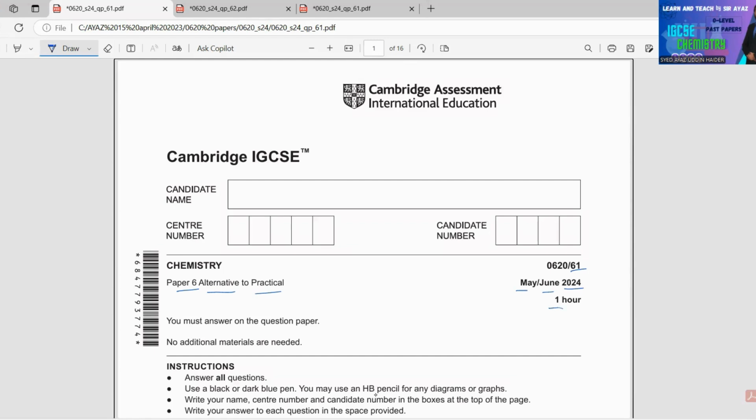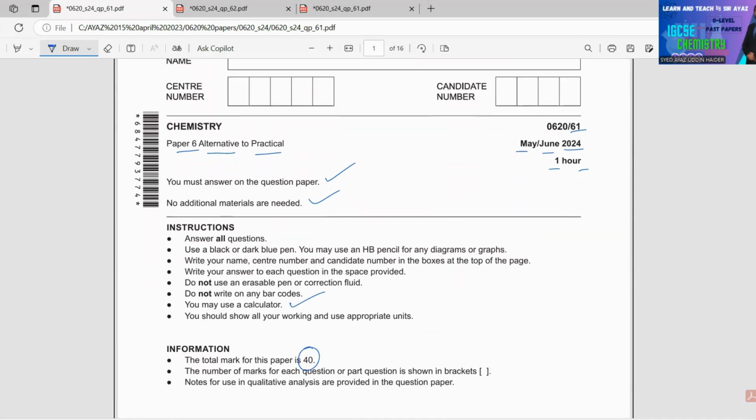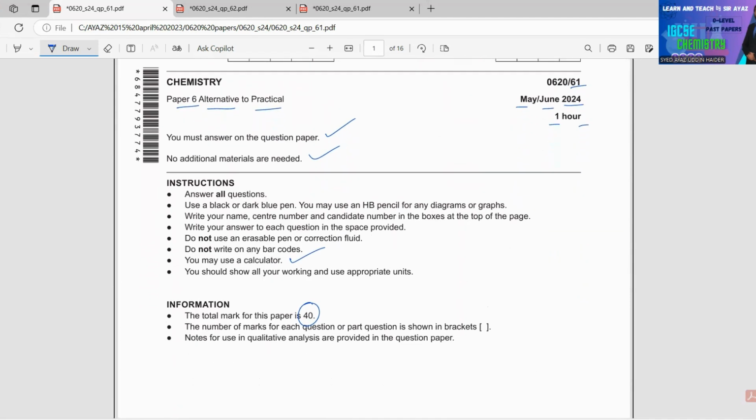The total time is 1 hour. You have to answer all the questions on the question paper. No additional materials will be provided to you. You can use a calculator. The total mark for this paper is 40. An important thing for this paper is that you are provided with the notes for use in qualitative analysis.